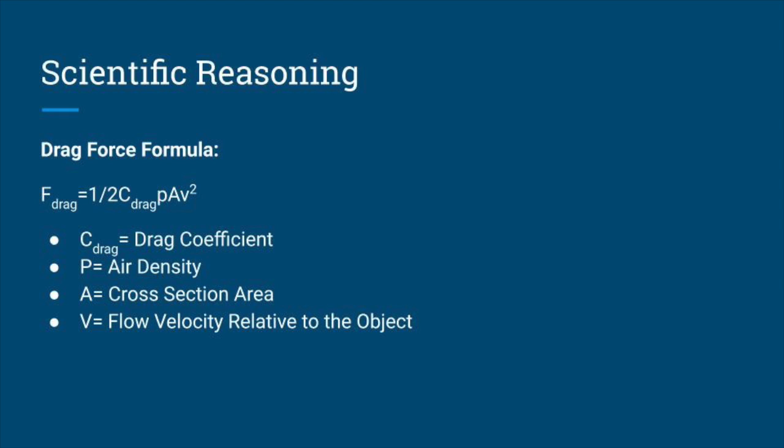So in regards to the scientific reasoning behind what's happening here, we started by looking at the drag force formula, which is the most applicable physics formula in this situation, and we defined all of our variables. For example, the drag coefficient, the air density, and the cross-section area are all remaining constant. V, the velocity, is the only one that is dynamic in this situation.